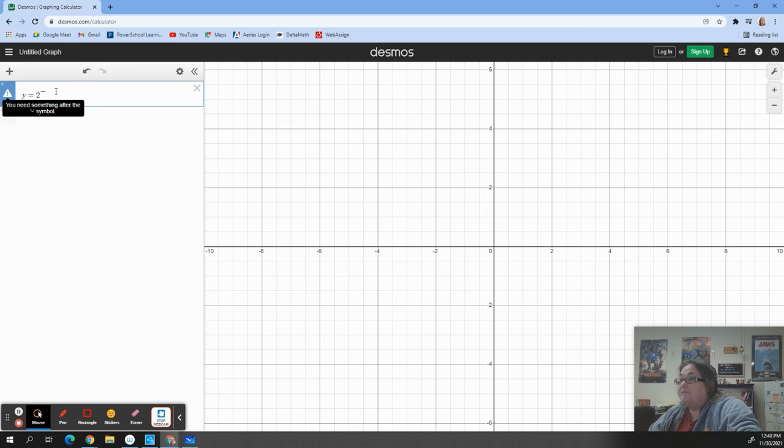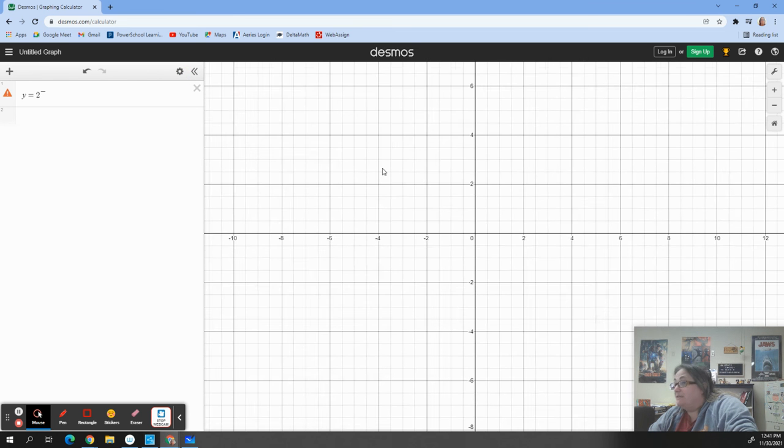You need something after the minus symbol. I know that. I was hoping that, there we go. So that little plus there, it looks like, no, that won't do it. Settings. How do you do pi on this thing?